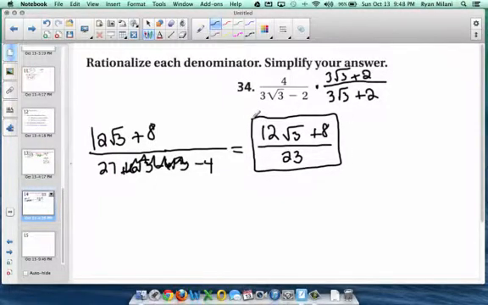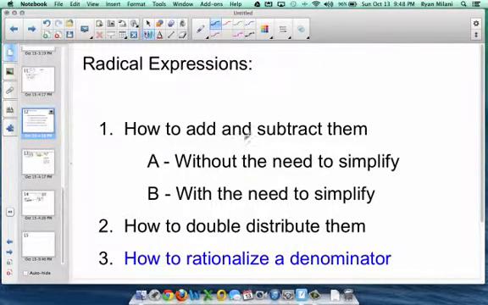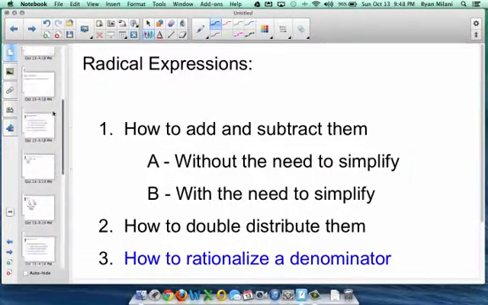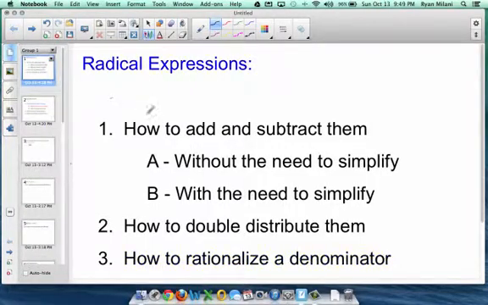Alright, so I hope that now you're a little bit better with radical expressions. I hope that you can now add and subtract them. I hope that you realize that you may need to simplify sometimes. I hope you know how to double distribute and combine like terms. And I hope you now know how to rationalize the denominator by using the conjugate. So I hope this lesson helped. If you go back into Canvas, you'll find some practice work to make sure that you know what you're doing.